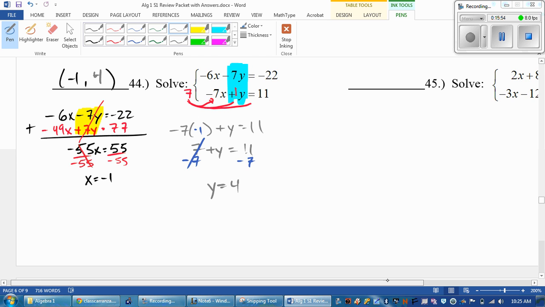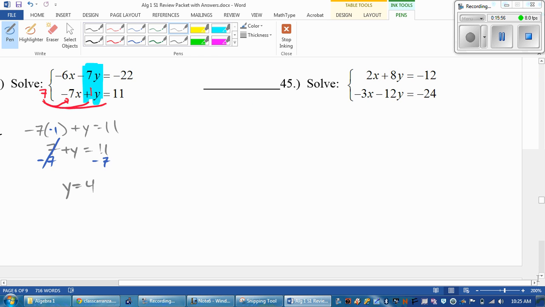All right, 45. Okay, the first thing, once again, we notice that the x's and the y's are lined up, so we want to use elimination. And what would be easier to cancel, the x's or the y's? None of them look that easy to cancel, but the x's and the y's are smaller numbers. So what we're looking for is the lowest common multiple, okay?